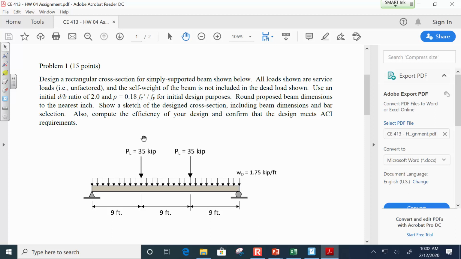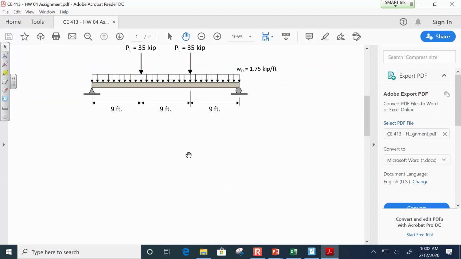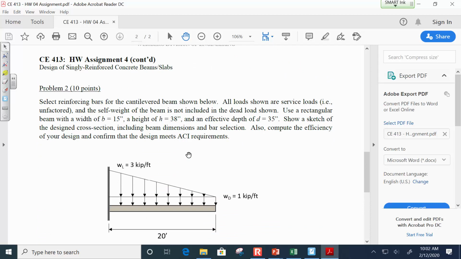Now, number 1 is an unknown cross-section. Number 2 is a known cross-section, which you haven't done yet, but we will. It's a shorter problem, but it's way different. It's a cantilever beam, and not only is there a uniformly distributed load, but there's a triangular load. So WL squared over 8 isn't going to work for either one of those. Just don't even try it.